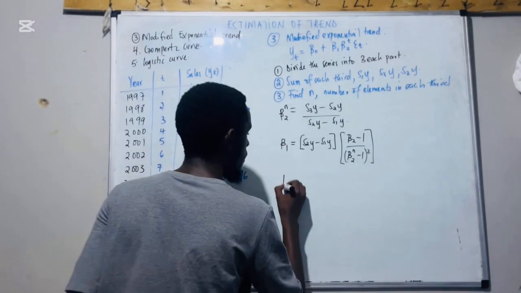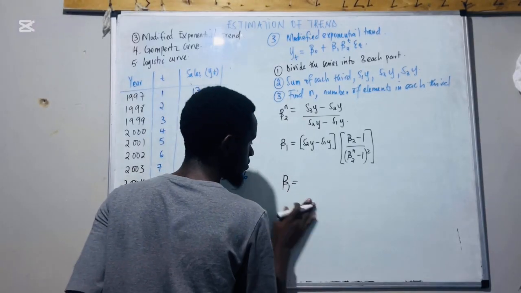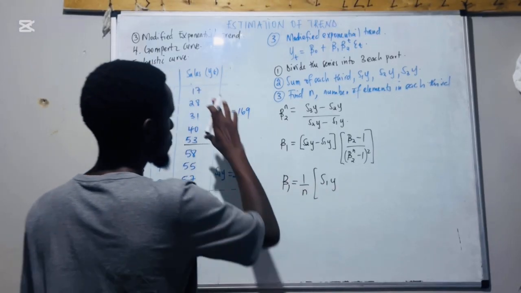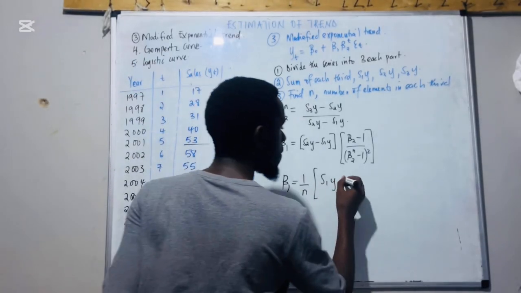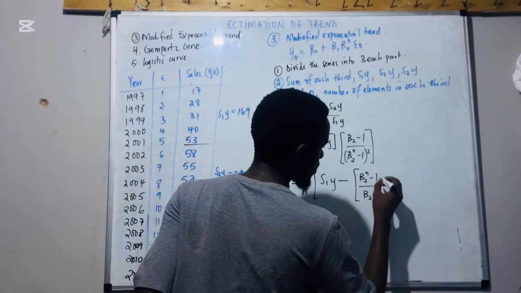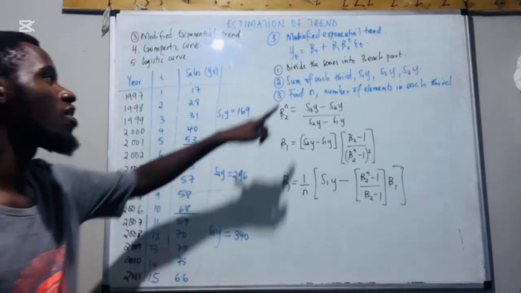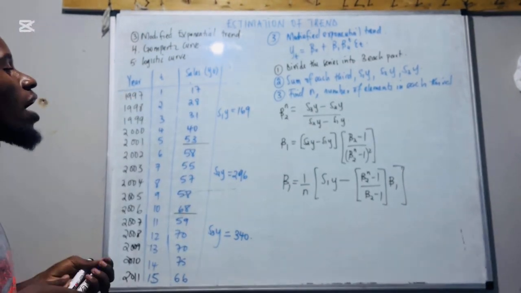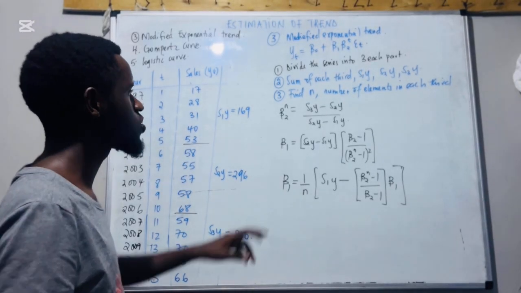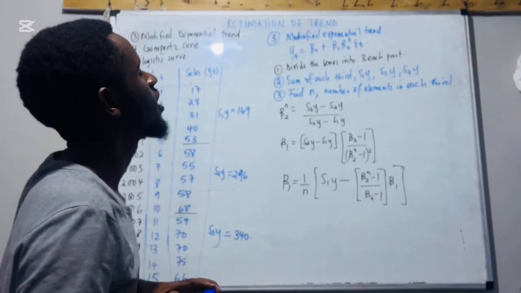And lastly, to get our beta naught, we just need to have 1 over n times S1y, remember S1y is the sum of the first third, minus beta 1 times (beta 2 to the power n minus 1) over (beta 2 minus 1). If we are able to solve these 3 equations, we shall have our coefficients and then also our equation. Therefore, members, let us now go ahead and find each coefficient with ease, and we shall have solved our modified exponential trend.